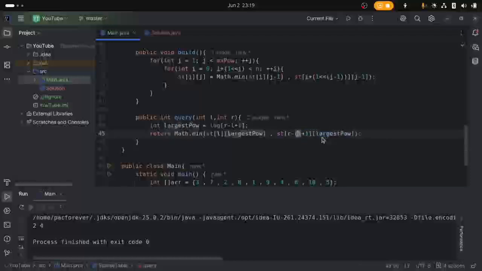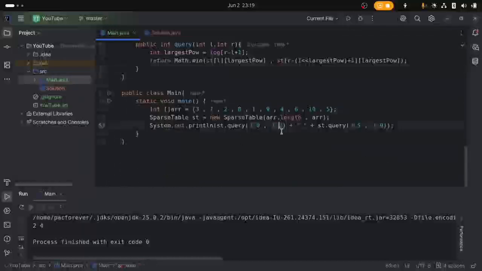Okay, I got the reason, because we need to write r minus 2 to the power of that largest power, whatever it is, plus 1. I'm making logical errors today. Not today, I usually do. Okay, I didn't do it correctly. Let me check for this also and change this. Let's check for 8 comma 9.